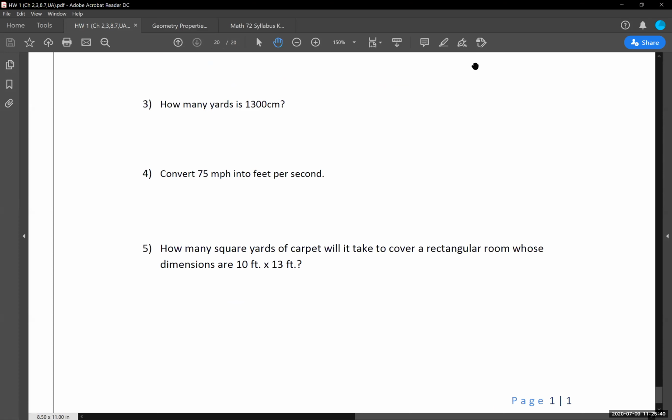So our last one, we have some setup that we have to go along with this, but this is another one of our tricky ones. We don't really see these too often showing up, but they are a thing that shows up from time to time. So how many square yards of carpet will it take to cover a rectangular room whose dimensions are 10 feet by 13 feet?